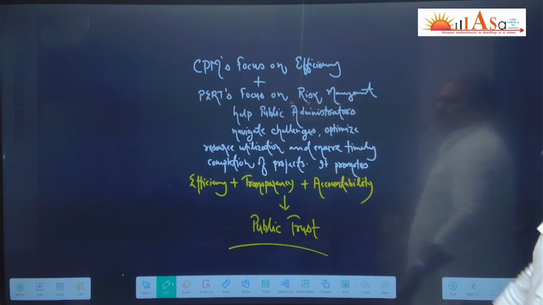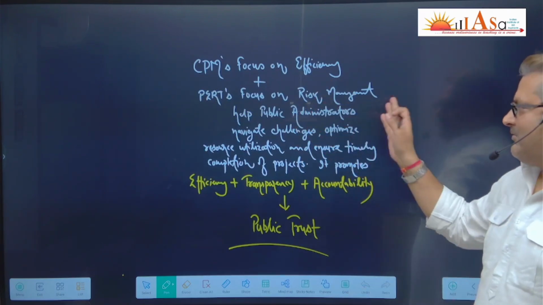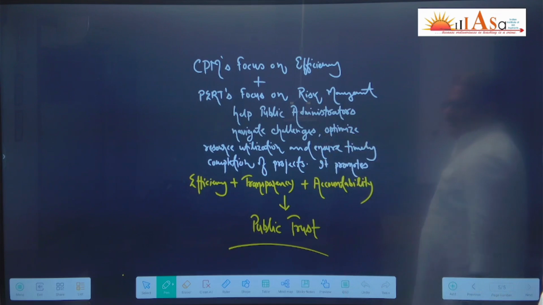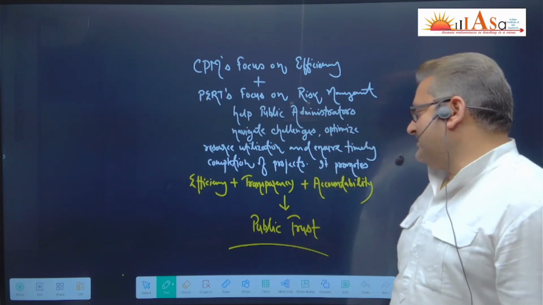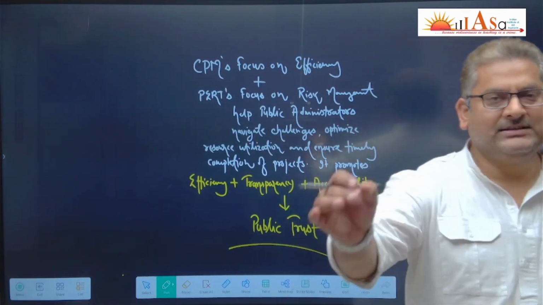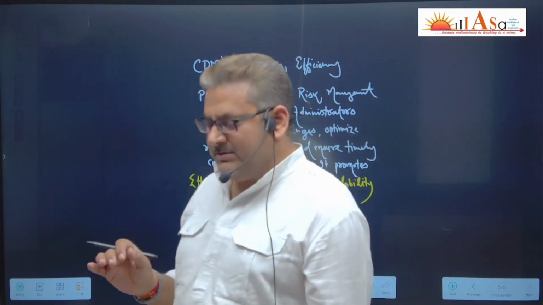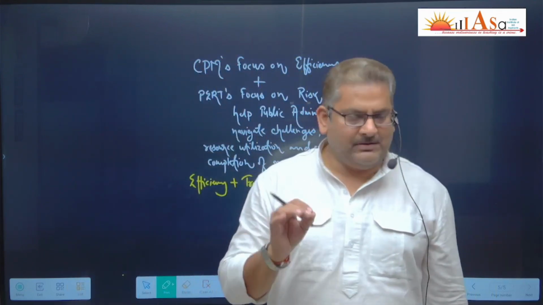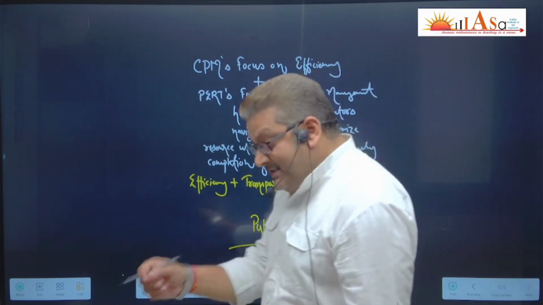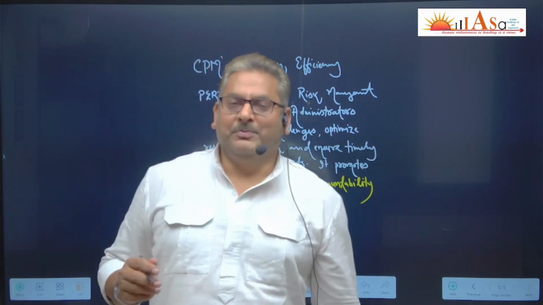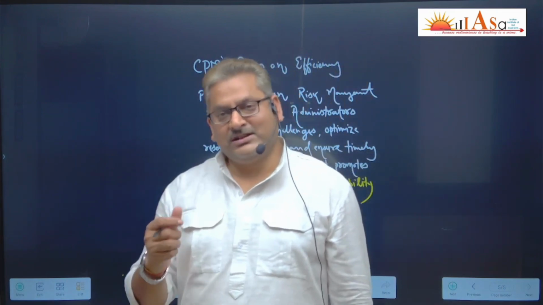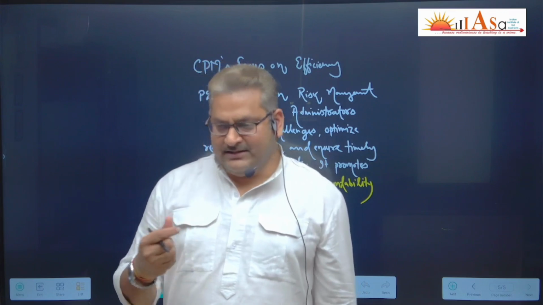And finally, CPM's focus on efficiency and PERT's focus on risk management can help public administrators navigate challenges, optimize resource utilization, and ensure timely completion of projects. It promotes efficiency, transparency, and accountability. The higher the level of efficiency, transparency, and accountability, the higher will be the level of public trust and confidence. The higher the level of public trust and confidence, the easier it will be for the government to bring reforms and pursue development. As I said, they are integrally connected to one another.